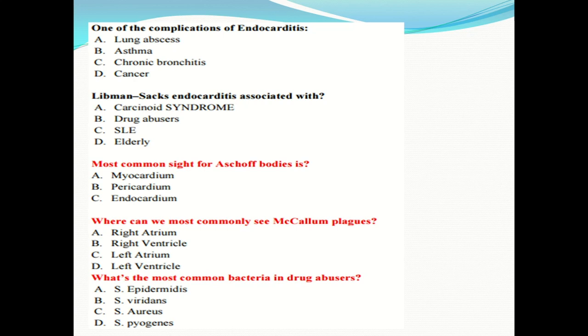The most common site for the Aschoff body: you all know that it is throughout the layers of the heart, but most prominent in the myocardium. Where can we most commonly see MacCallum patches? MacCallum patches are rough, wrinkled, map-like areas or patchy lesions in the endocardial surface of the posterior region of the left atrium. So it is seen in the left atrium. The answer is C, left atrium.